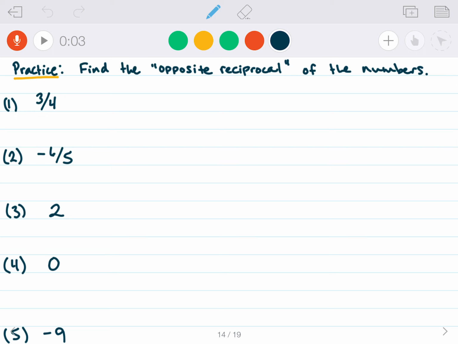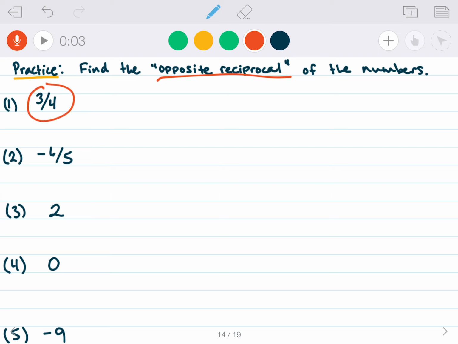So now let's talk about what opposite reciprocal is before we start doing problems with perpendicular lines. Opposite reciprocal basically means you flip it, so the numerator and denominator flip, and then you change the sign. So if the sign's positive, you change it to negative. If the sign is negative, you change it to positive. Okay?